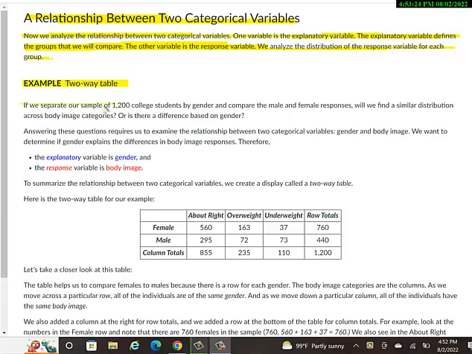If we separate our sample of 1,200 college students from the previous page's example and compare the male and female responses, we'll find a similar distribution across body image. Oh, it's asking, will we? Sorry.